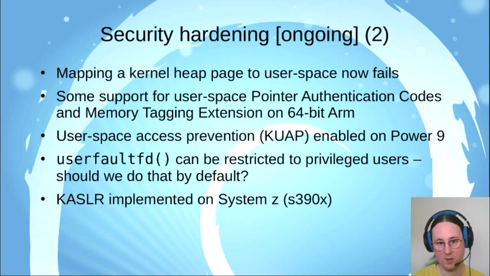Kernel address space layout randomization is another thing that makes it harder to exploit return-oriented programming and other things against the kernel. That's been available on several architectures for a while now, and finally was implemented for System Z, which in Debian we call S390X.